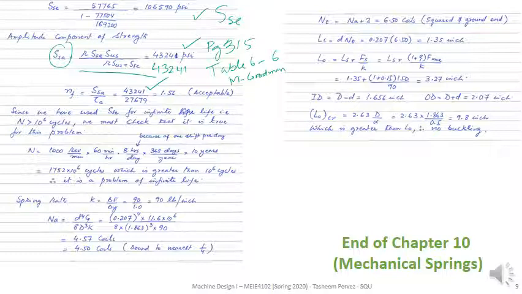I know the strength of the material. I know the alternating stress which I have calculated. What is my factor of safety? 1.56. Is it acceptable? Yes. Now I have to check the number of cycles. I should have done this before, and since I forgot it, I have to do it now, because I need to make sure that n is greater than 10 raised to the power 6 so that we can use the endurance strength.